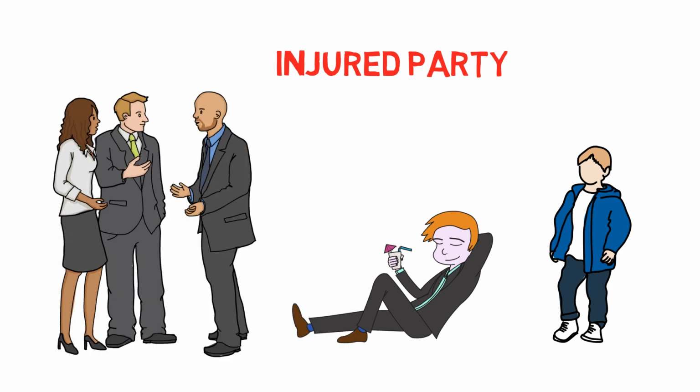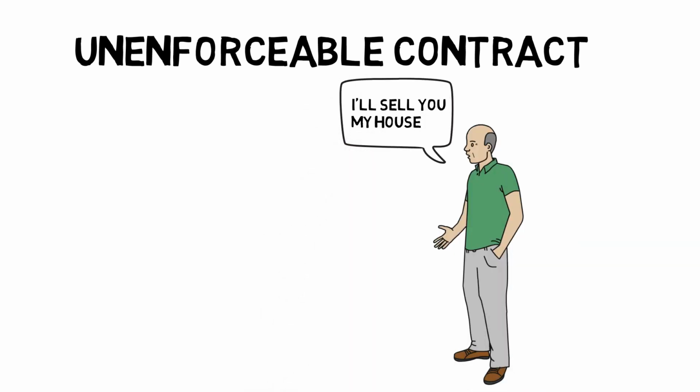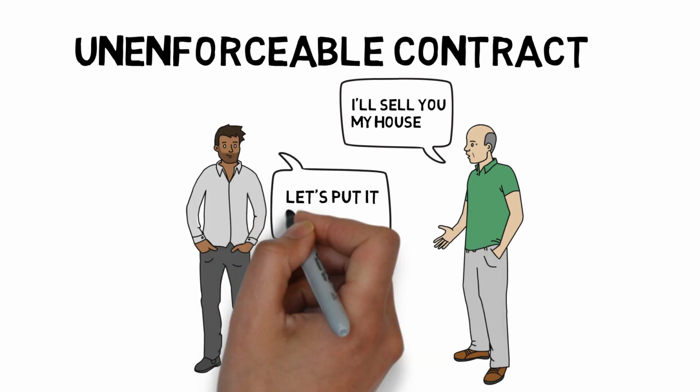A fourth area we have is called an unenforceable contract, which will be like an oral contract for real estate. The statute of frauds once again says that contracts for real estate, if you want to enforce them, must be in writing.